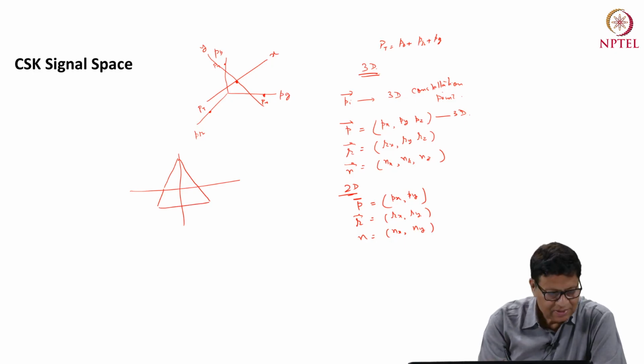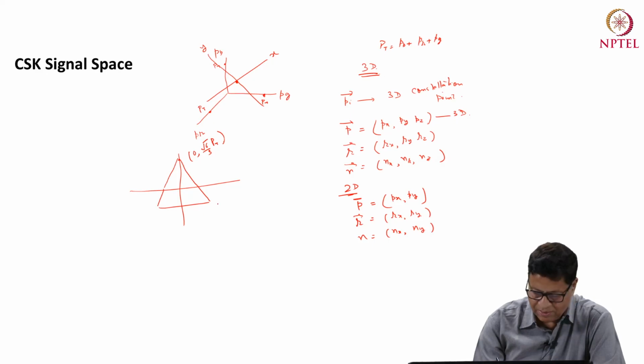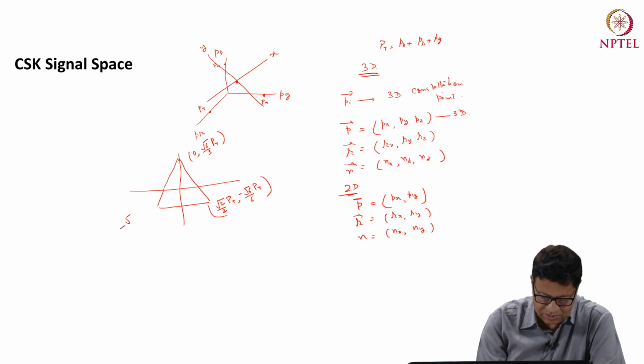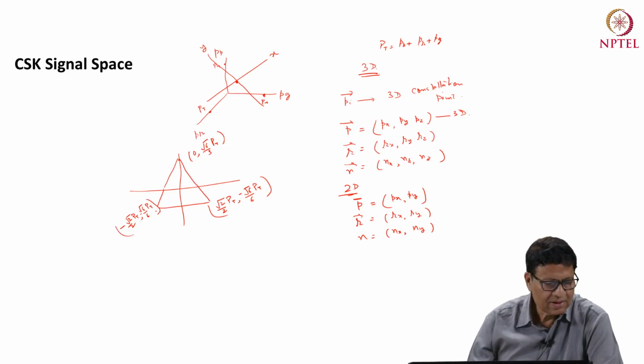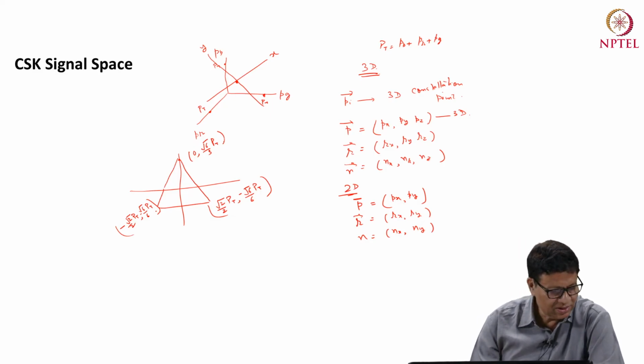These points are 0, root 6 by 3 PT, and this particular point will be root 2 over 2 PT, root 6 over 6, and this is minus PT, and this point will be minus root 2 over 2 PT, minus root 6 over 6 PT. So these are the points I will get when I map this 3D system to the 2D system.